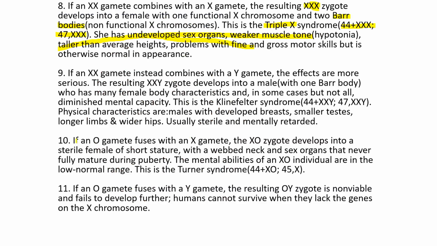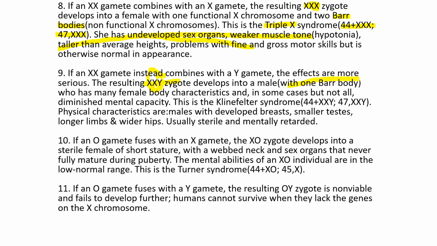Now, if an XX gamete instead combines with a Y gamete, the effects are more serious. The result will be an XXY zygote. Because of this Y chromosome, it develops into a male, with one bar body. Why one bar body? Because now there are two X chromosomes here. Only one will be activated. The other X chromosome will be deactivated, so deactivated or inactivated X chromosome. There is one, so one bar body.